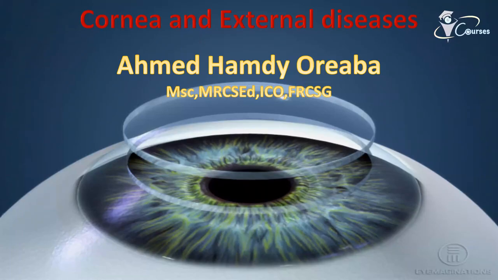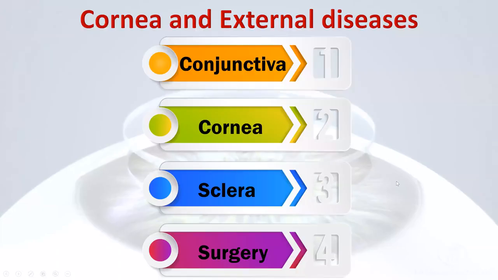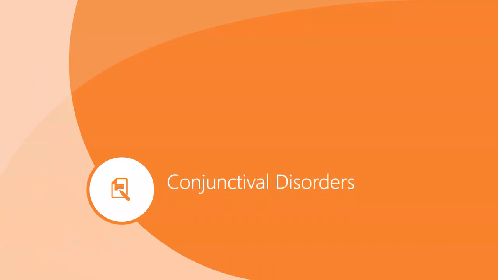So let's start first. This will be the spectrum of these two lectures that we are going to discuss: the conjunctival disease, corneal disease, scleral disease, and surgery. Let's jump immediately into the first section of our course, which is the conjunctival disease. Conjunctival disorders tend to be easy questions in the exam, with not lots of investigations and no complicated management. Mostly they are self-limited, so these will be easy questions for the exam.